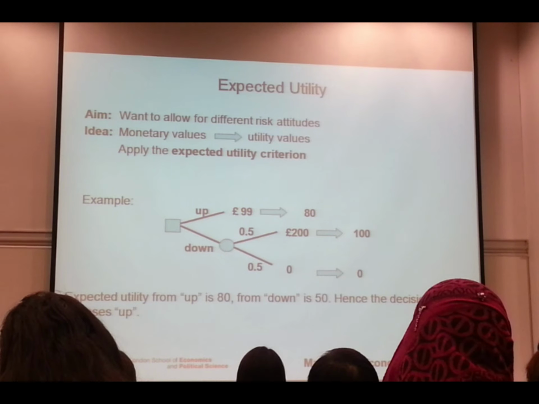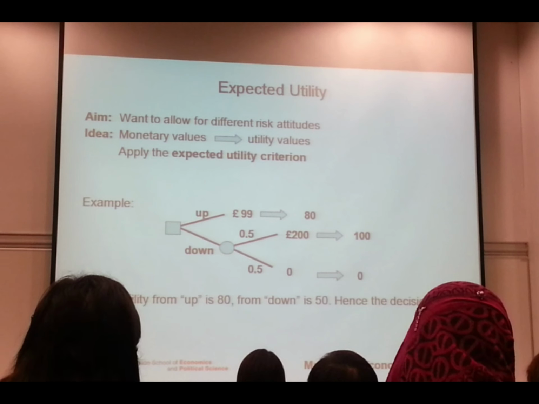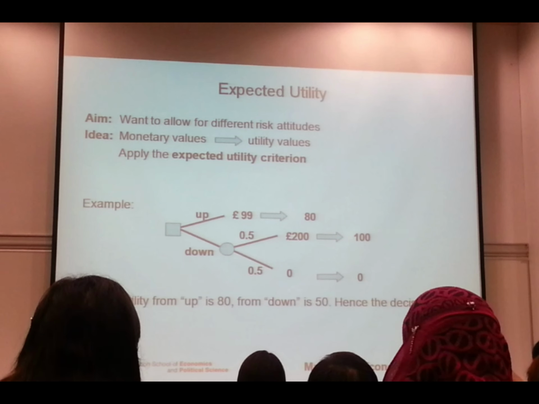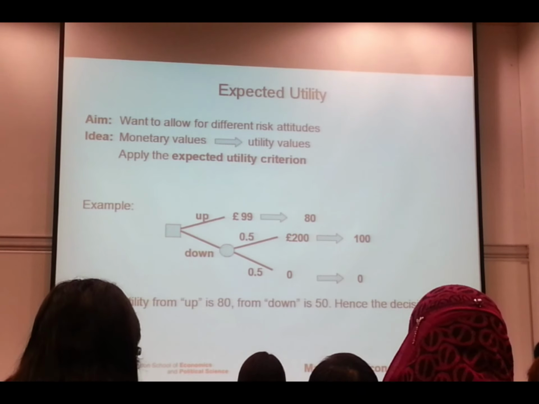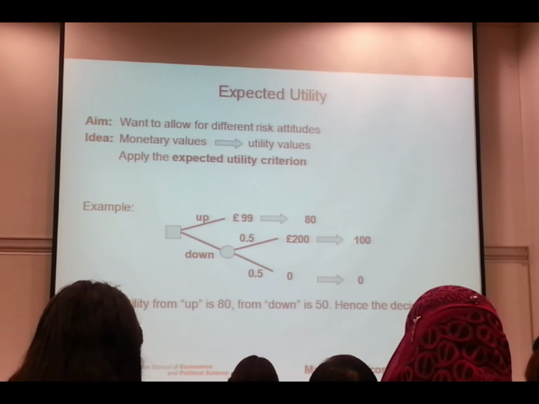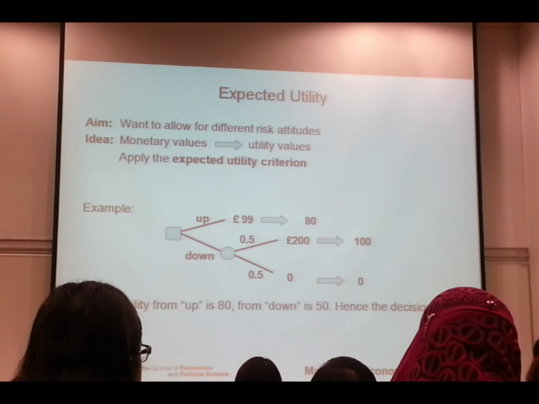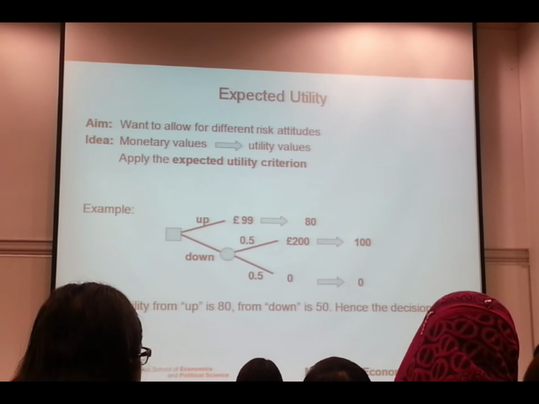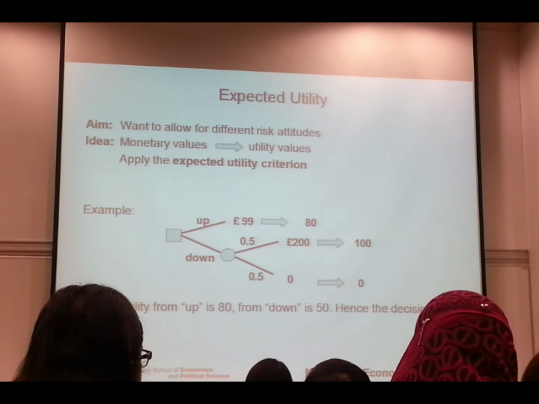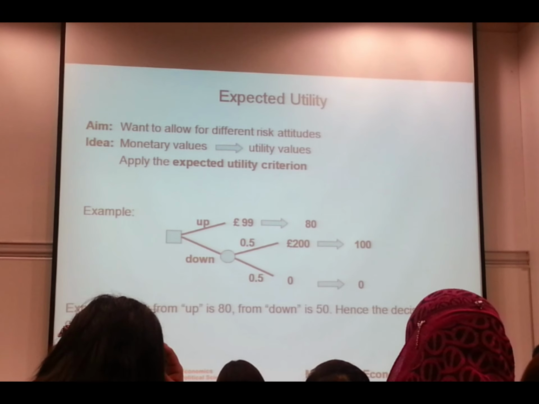I may be happy with 80 pounds in return for the lottery ticket, others may be wanting 95 pounds, and others would be so risk averse that they prefer 50 pounds over the lottery ticket with an expected value of 100. So what we need to do is transform monetary values to utility values. Okay? And if we have the utility function, then it's actually very easy.